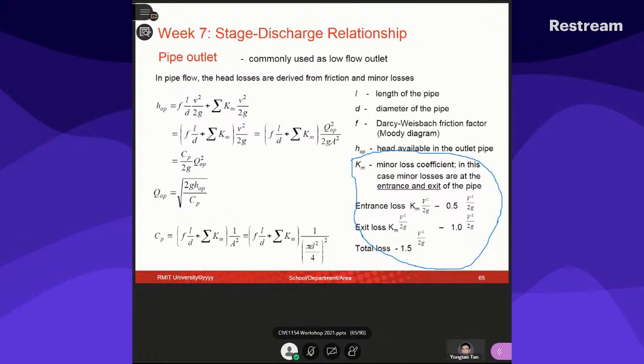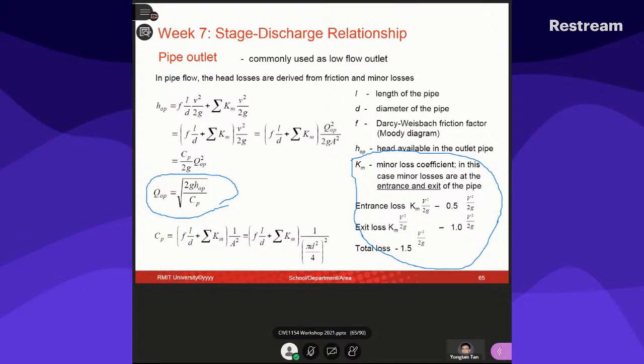After this, we use the head loss to get the flow. Based on the head loss from the friction and the minor loss, we can find out the pipe flow rate. That means the flow rate in the pipe.